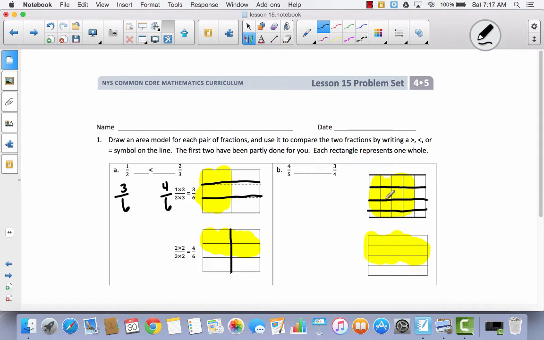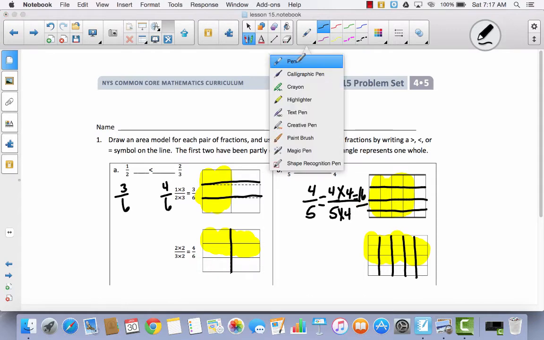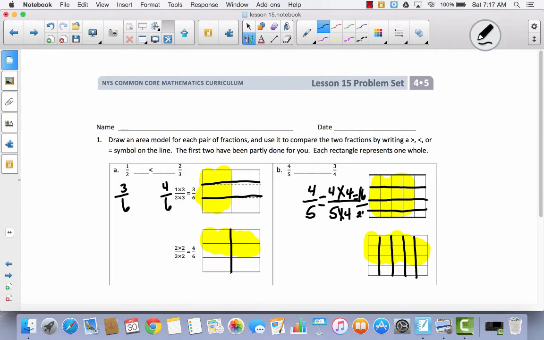And I want to take my fourths and I want to turn them into fifths. So I'm going to divide them by drawing the same lines that are up here. I'm going to draw 4 lines. 1, 2, 3, 4. So I took each fourth and I divided it into 5 parts. So I had 4/5, and I took 4 and 5 and I multiplied them by 4, which gives me 16/20. I know that's kind of squished.